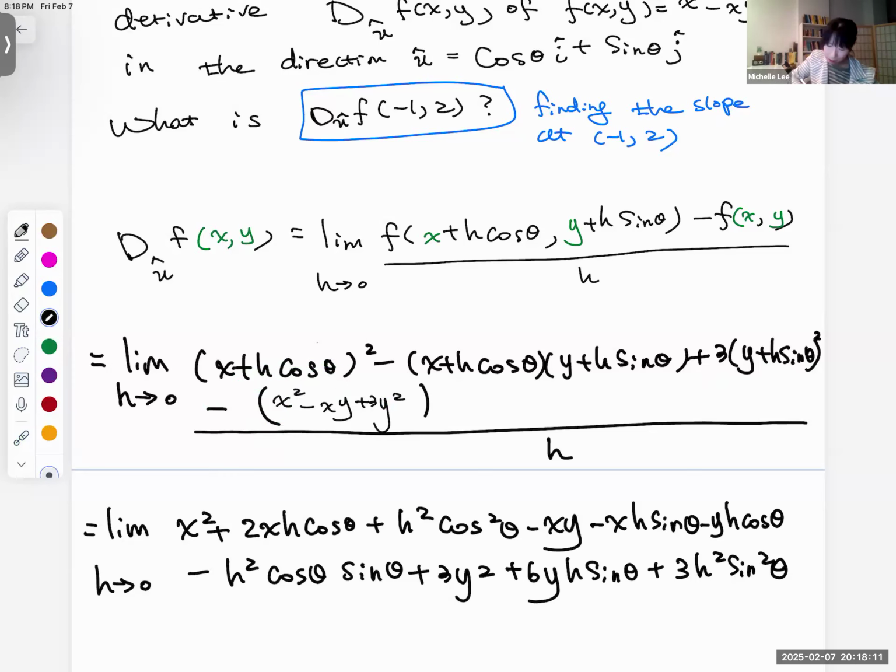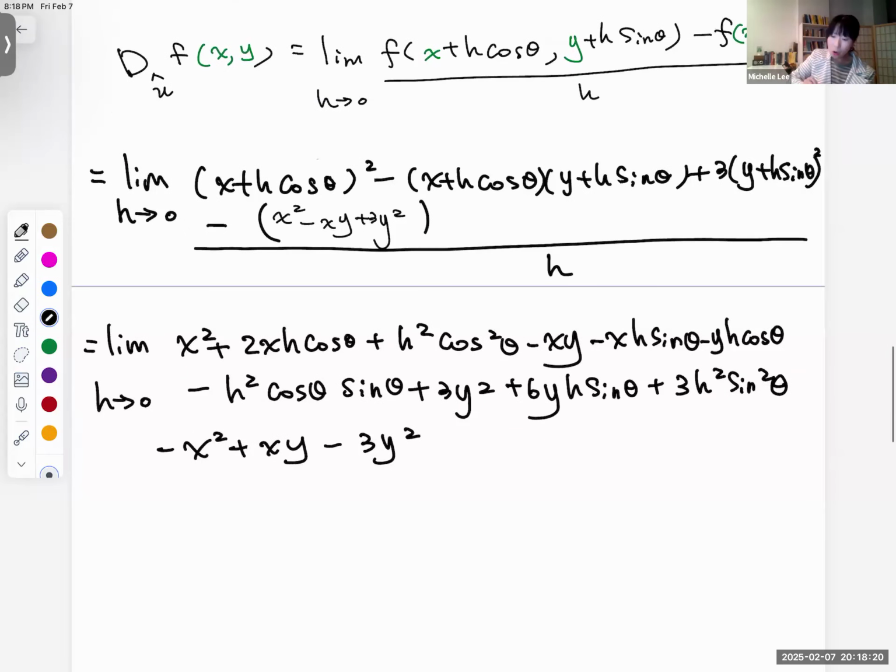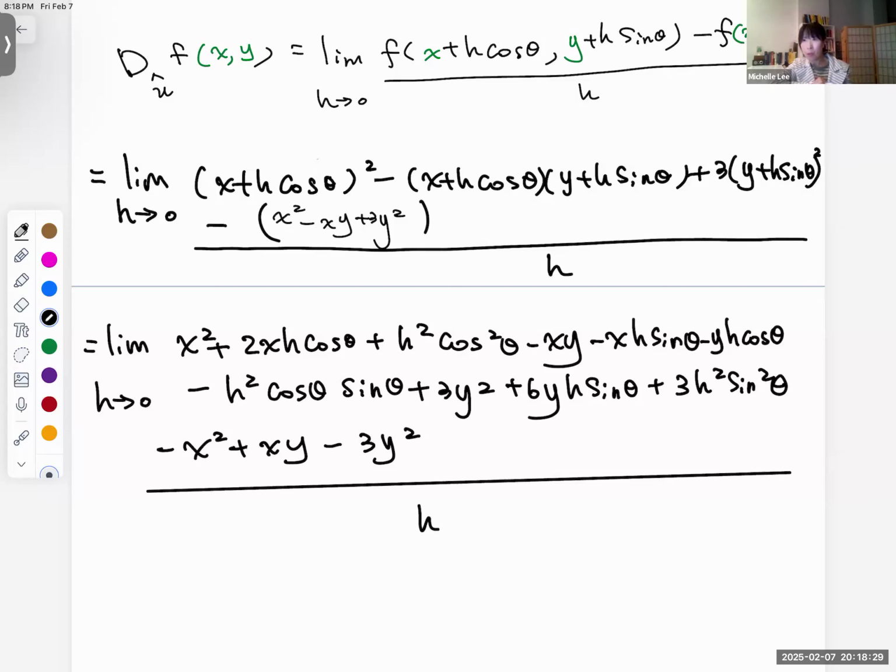So we get negative x squared plus xy minus 3y squared. Okay. So all over h, right? Sorry about that. Okay, now let's simplify x squared, negative xy, positive xy, then 3y squared, negative y squared. Okay, anything else?